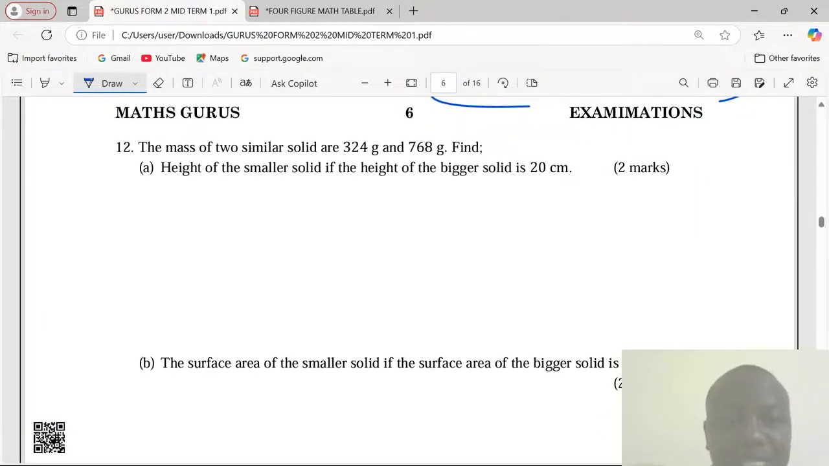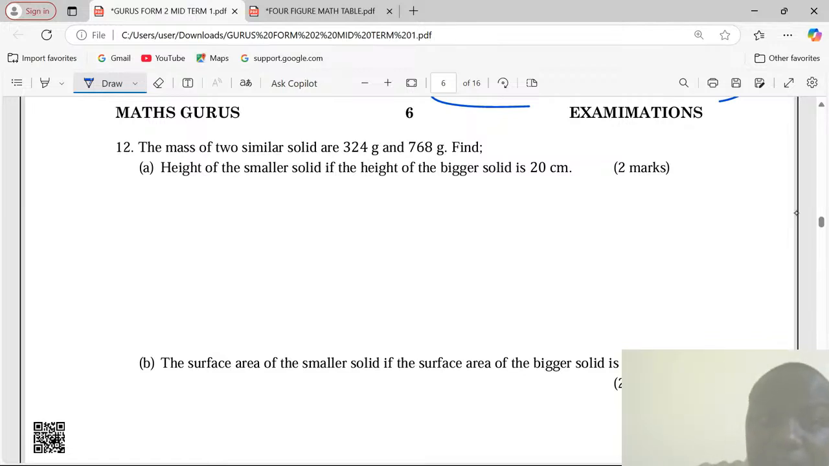Number 12. The masses of two similar solids are 324 grams and 768 grams. Find part A, the height of the smaller solid if the height of the bigger solid is 20 centimeters. Now, this is what we call similarities and enlargements.